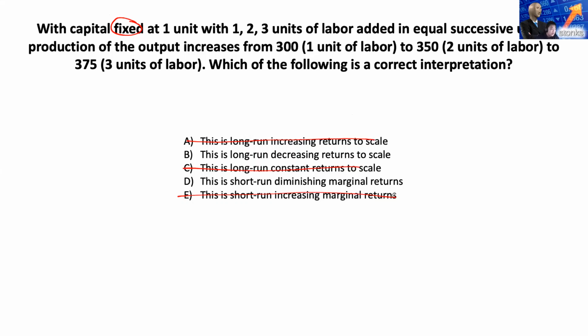All right. So now we only have these 2 answers. And I just circled the fixed. And remember, in the long run, there's nothing fixed. There's only variable cost. So B is out of the question. So the answer is D. All right. Are there any questions?